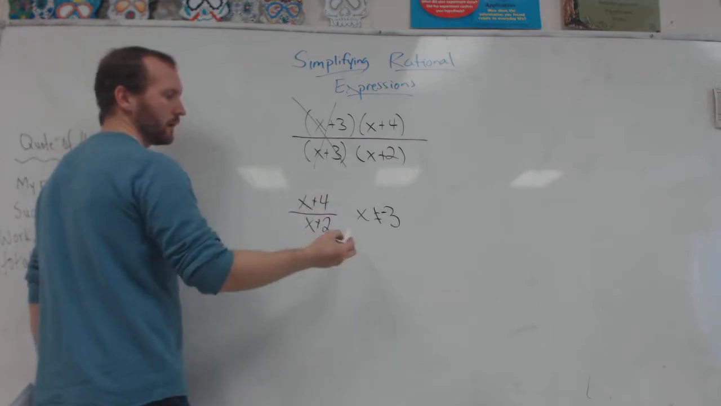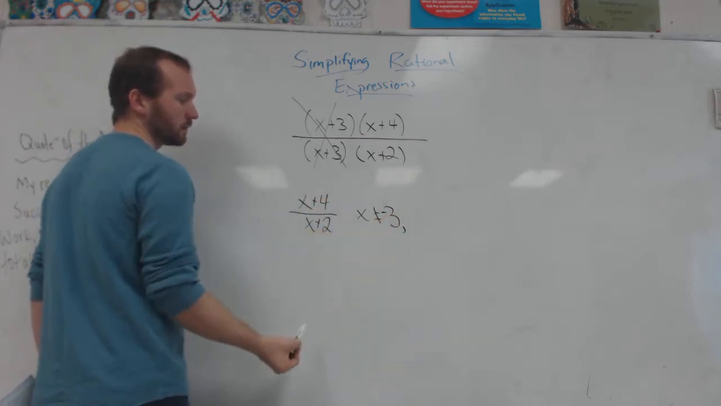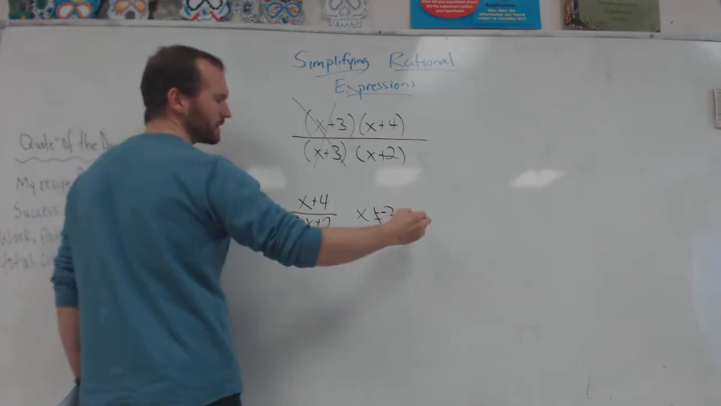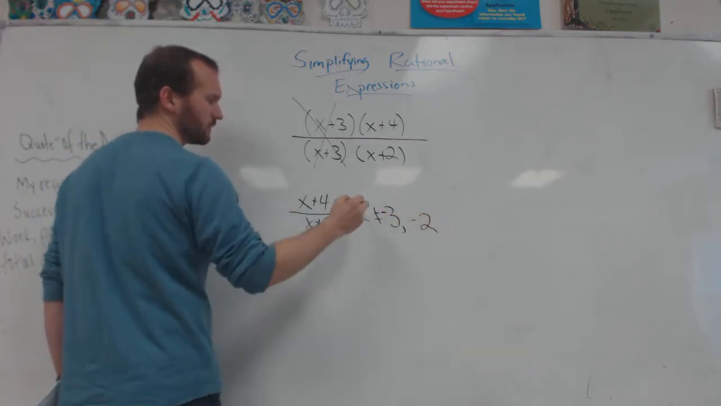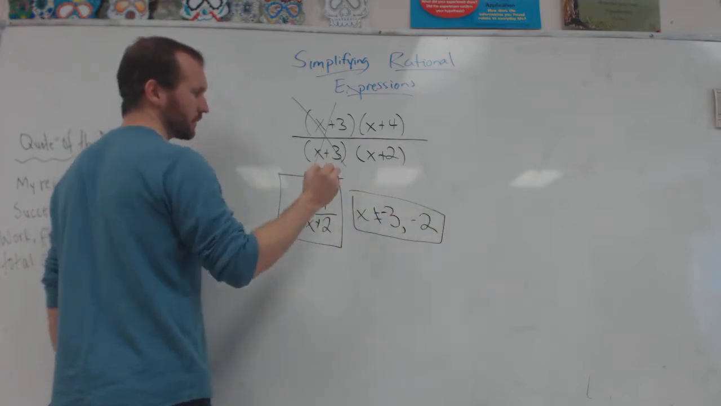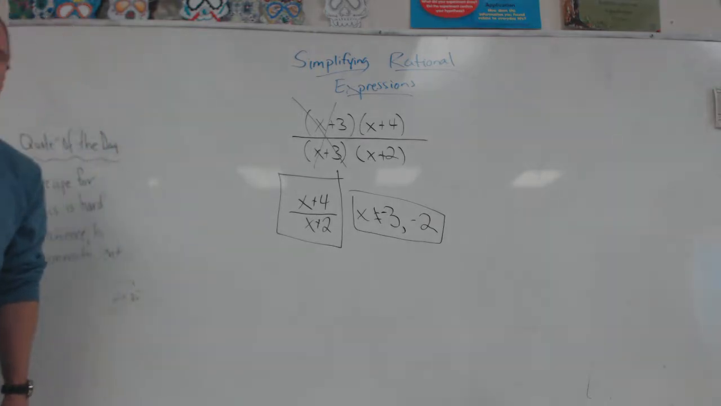X could also not equal negative 2, because negative 2 is going to make this denominator 0. Okay, and those are our excluded values for this simplified rational expression.